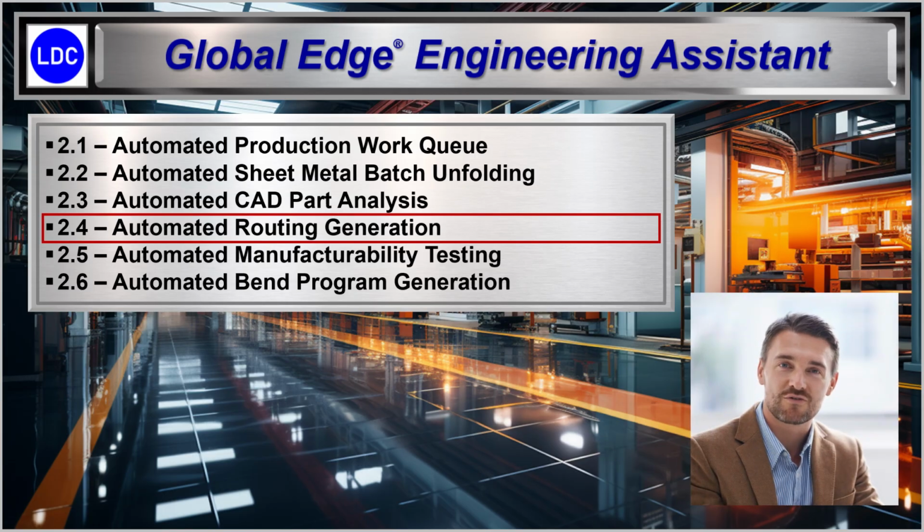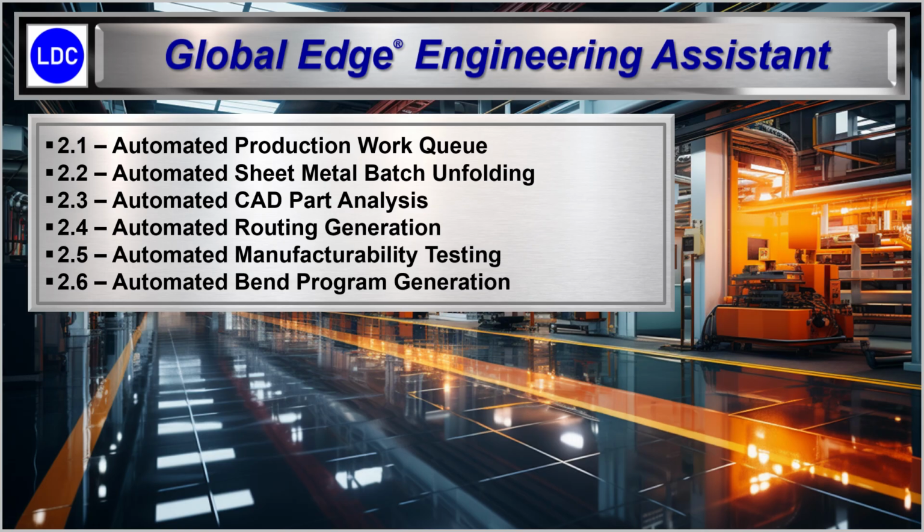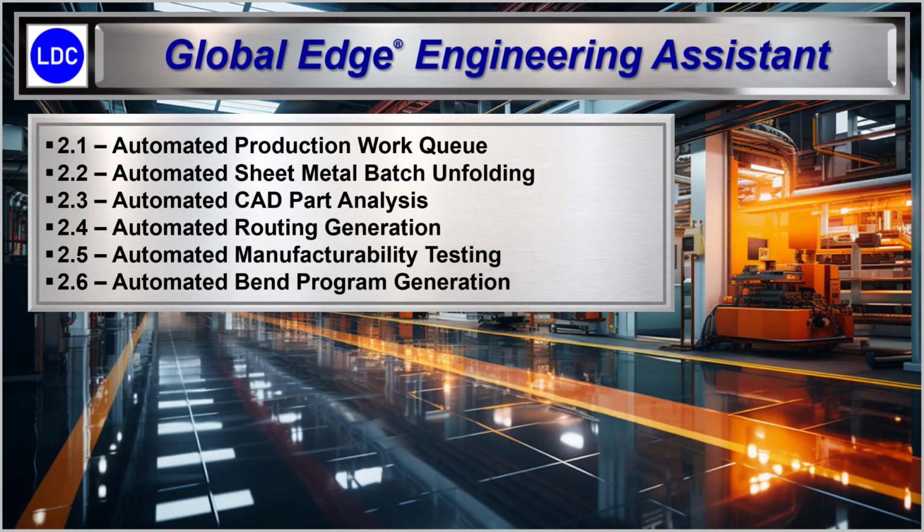Step 2.4 features automated routing generation, a capability that analyzes CAD part parameters and matches them to optimal manufacturing processes, bend processes, and machine tool parameters to produce optimized routing steps. Step 2.5 performs automated manufacturability testing, which compares CAD part parameters with the corresponding bend process to identify potential fabrication errors before the design is released from engineering.